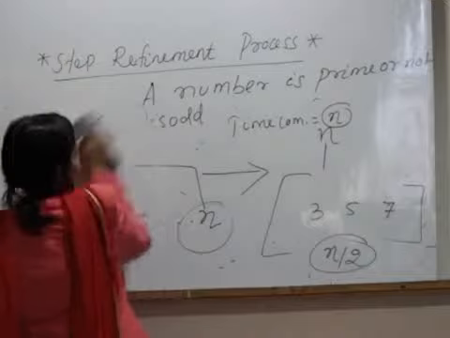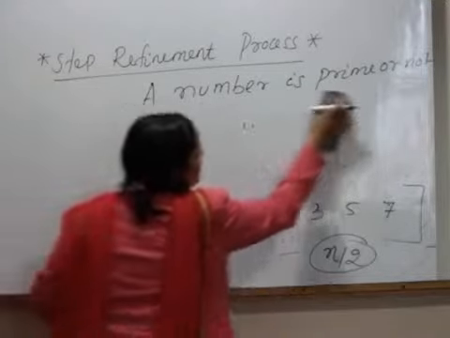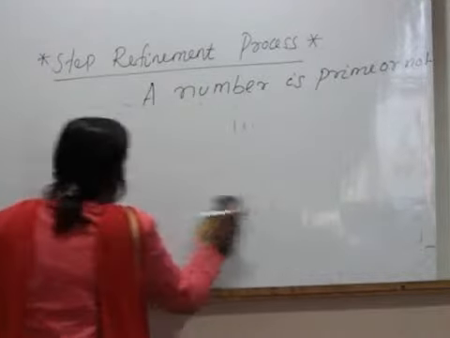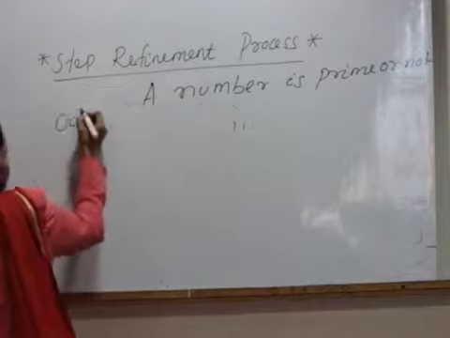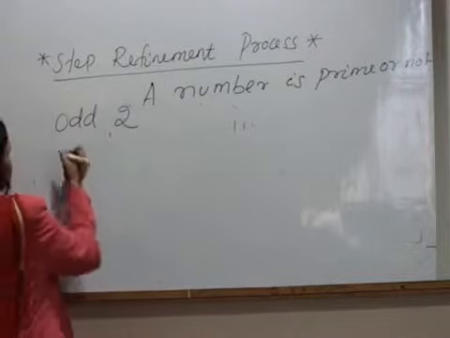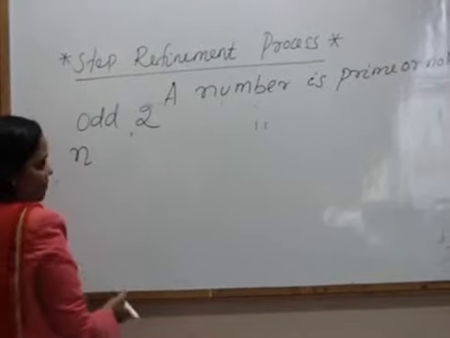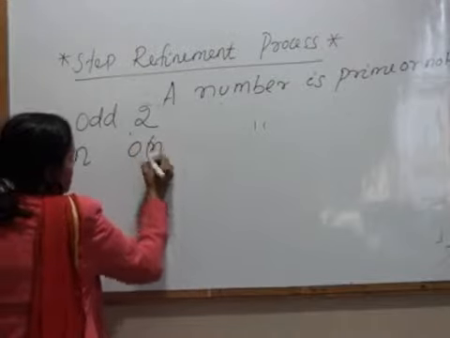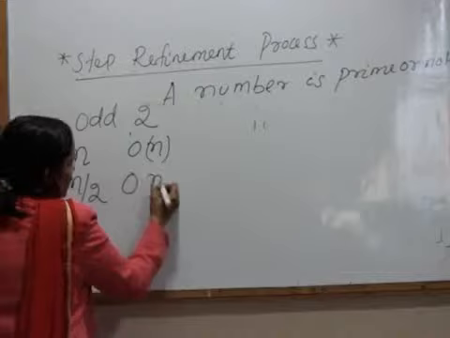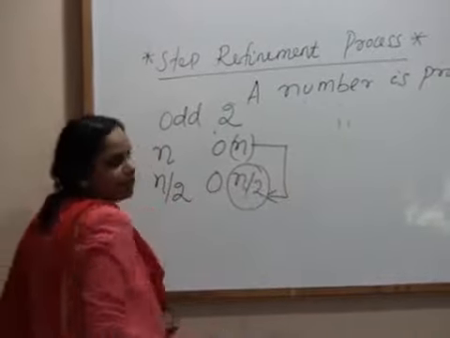Next, again we have to do some refinement. The first step we did was to check whether the number is odd, or it will be the number 2. Then in the second step we did some refinement: we checked all n elements, which is order of n time complexity. Then we checked only the odd numbers, so the complexity will be n by 2. Now you can say we have done some refinement here.